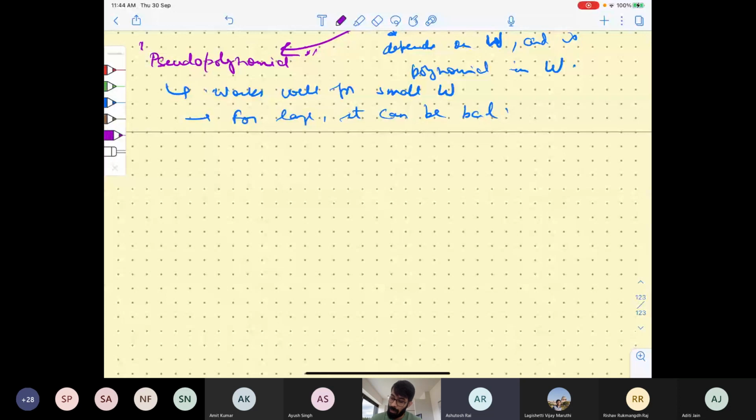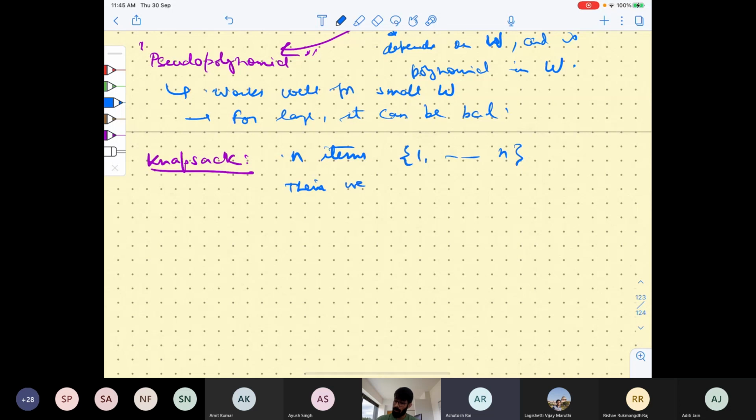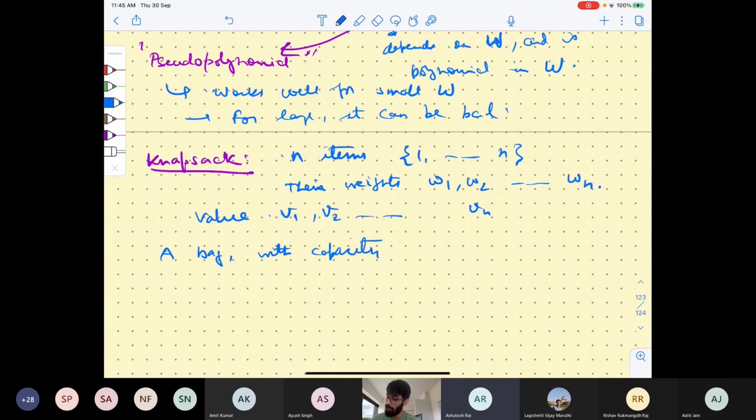There is another related, actually maybe more famous problem, but now we have done all the hard work to solve that pretty easily, I would say. So that is the knapsack problem. And what is the knapsack problem? We are given n items, 1 to n, their weights W1, W2 to, let's say, Wn, and their values, which can be different from weights, V1, V2, to Vn. And now we are given a bag with capacity, let's say again C.